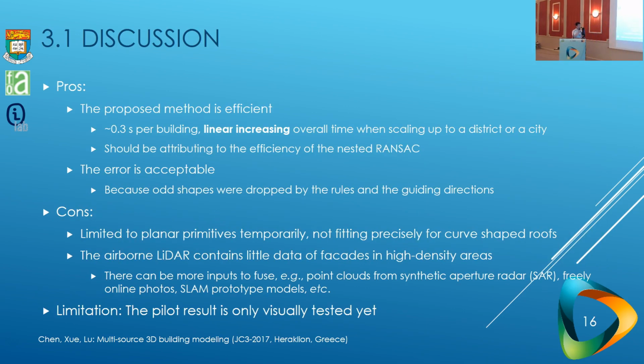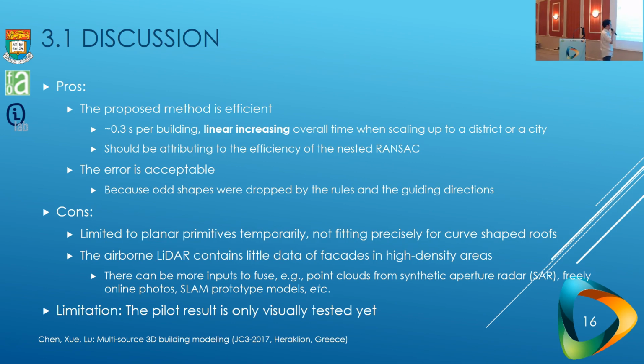All right, we have the pros of this approach. It's very fast and also increases linearly when you apply it to a city scale, because we reduce the size of the point cloud from tens of millions to thousands based on the map. And the error is okay, but we still have some disadvantages. The first one is currently we use planar parameters, but in the future we can adopt curves, spheres and cones. They're not that difficult, very easily.